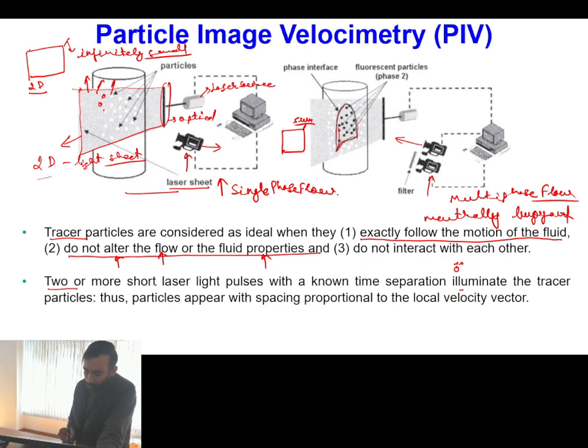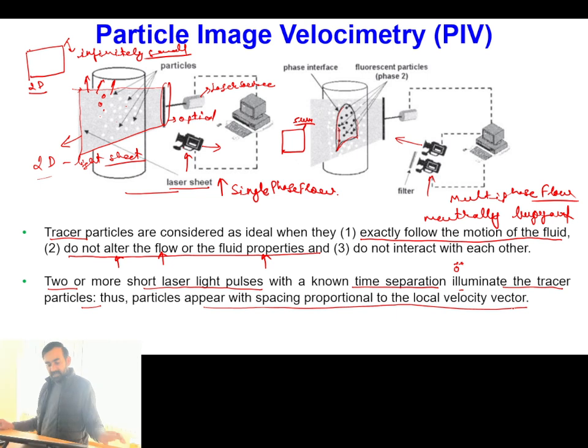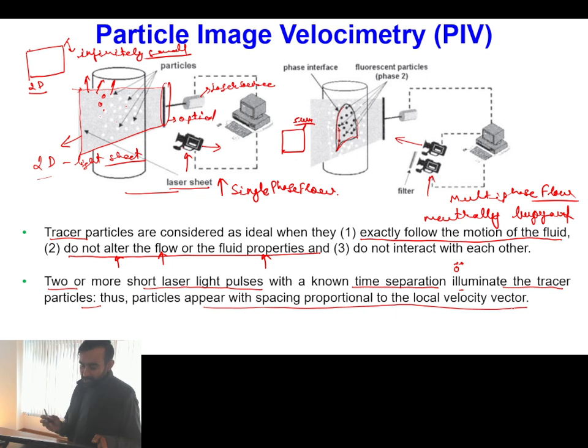Then two or more short laser light pulses with a known time separation illuminate the tracer particle, thus particles appear with spacing proportional to the local velocity vector. Okay, so typically what is done, whenever you use this type of measurement, whatever the laser light source we are using, it is not a continuous light source, rather it is a pulsed light source.